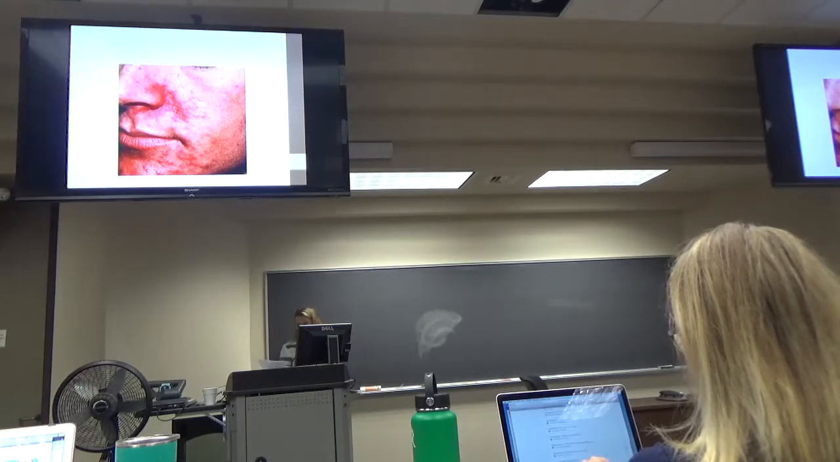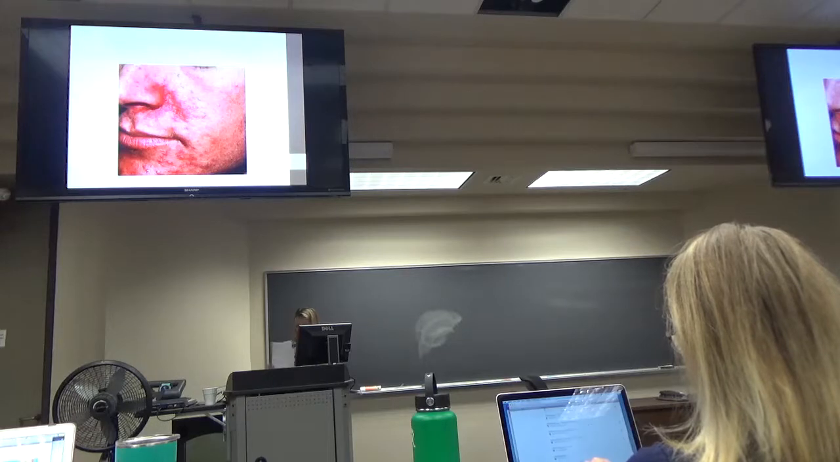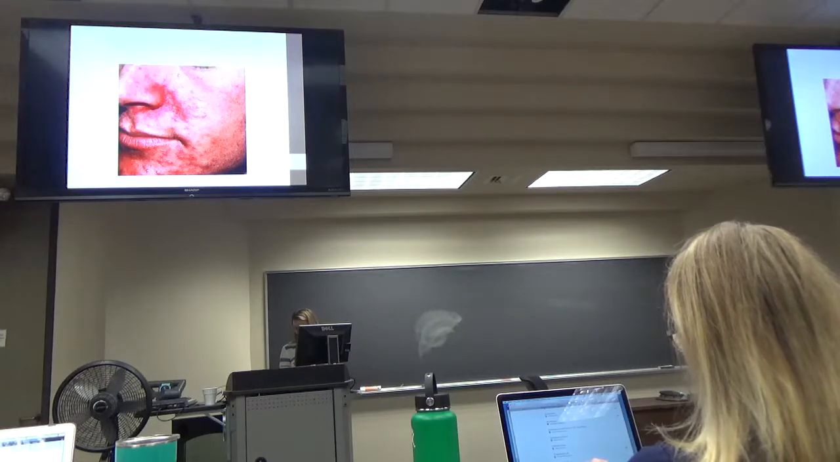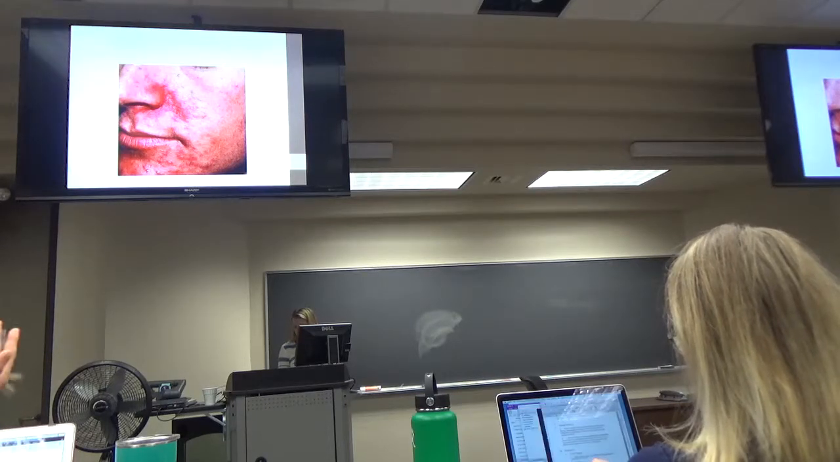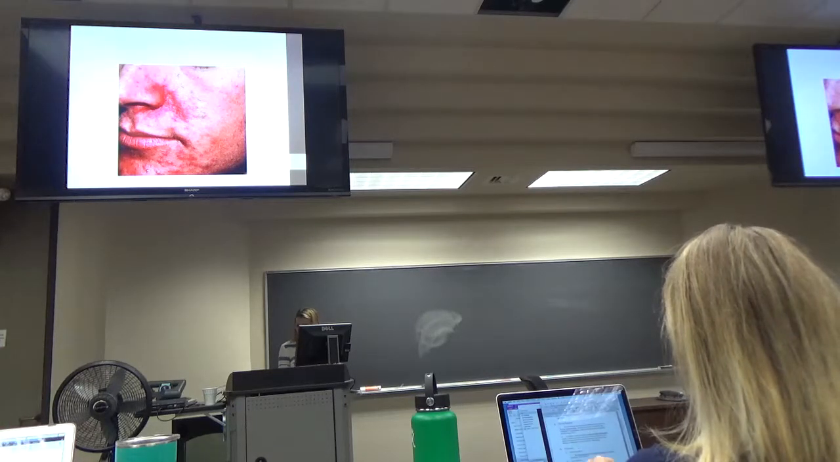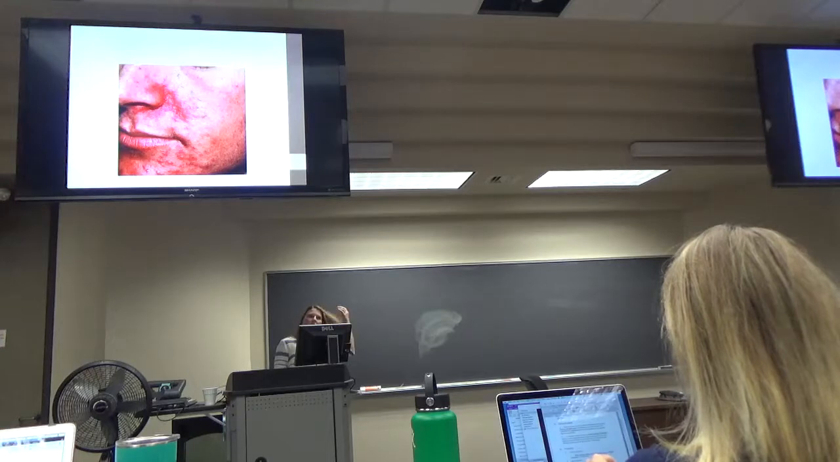So then we'll go into treatment. So again, topical and oral treatment. Topical treatment for rosacea includes metronidazole, azelaic acid, sulfur, pimecrolimus, which is Elidel, tacrolimus, which is Protopic, and ivermectin. Typically avoid steroids.